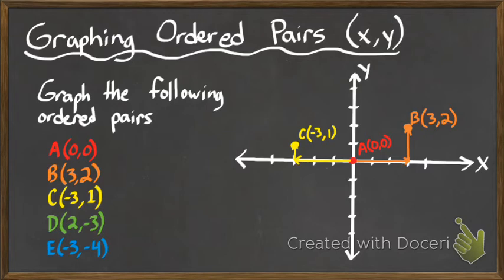And point D has an x coordinate of 2 and a y coordinate of negative 3, so it is going to go right 2 and down 3, so point D. And lastly, point E has an x coordinate of negative 3 and a y coordinate of negative 4, so it's going to be in our third quadrant, and it's going to go left 3 and down 4, so point E.